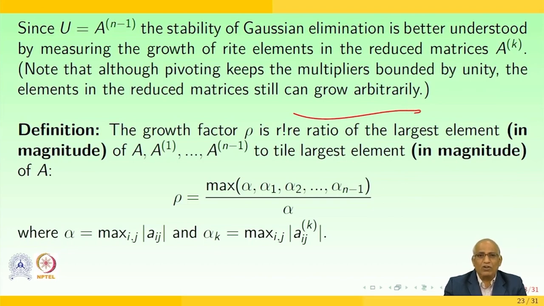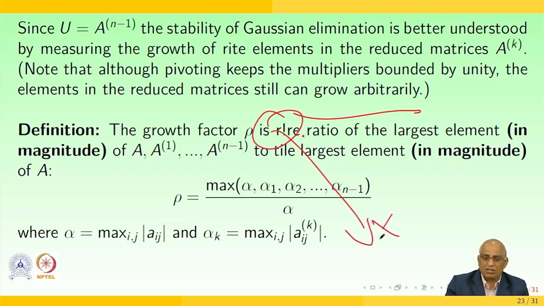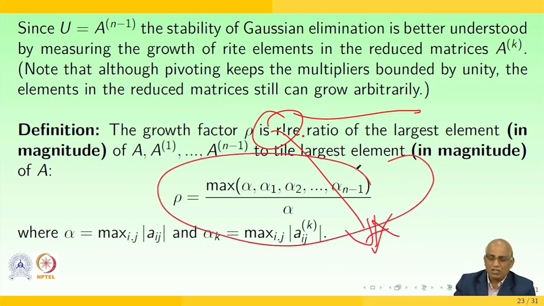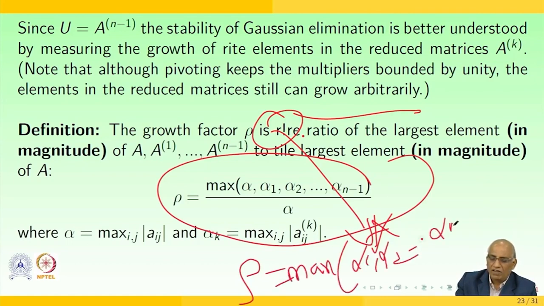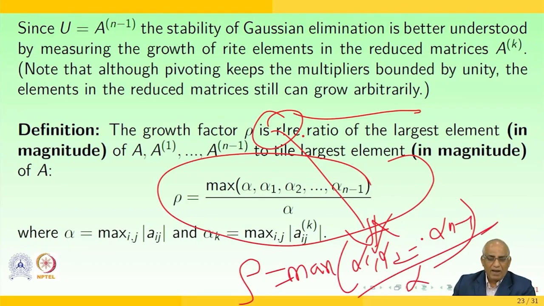To measure this, we use what we call a growth factor. The growth factor rho is the ratio of the largest element in magnitude of A1, A2, A3, up to A(n minus 1) to the largest element in magnitude of A. We write this as rho equal to the maximum of alpha 1, alpha 2, up to alpha n minus 1, divided by alpha, where alpha is the maximum over i, j of the modulus of a_ij, and alpha k is the maximum over i, j of the modulus of a_ij^(k).